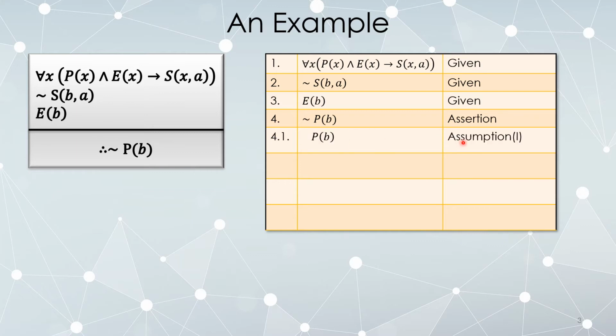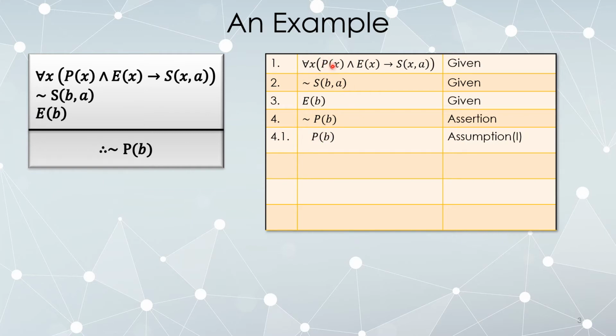Since we did not assert a conditional statement, direct proof is off the table, so we're going to do an indirect proof. We're going to assume exactly the negation of what we asserted. We asserted not P of B, so we assume P of B. Now let's look at our givens and ask which givens can we possibly use with this assumption. Lines 2 and 3 don't have anything to do with P, but line 1 does.